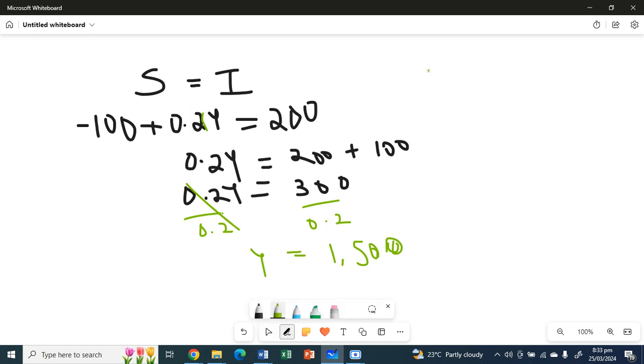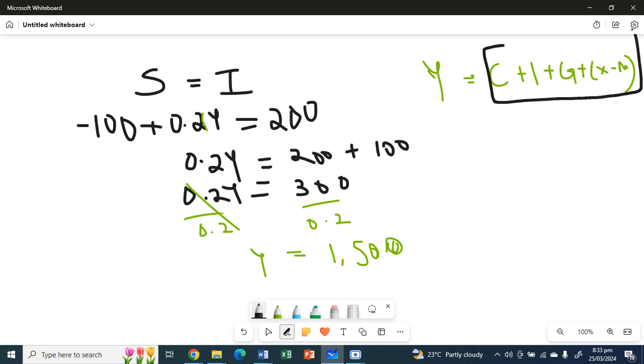The other method you can use is Y equals C plus I plus G plus X minus M. Remember, at equilibrium, the money that is spent is equal to the money that is earned. And if we can remember, this represents aggregate demand, this C plus I plus G plus X minus M. And aggregate demand is also equal to aggregate expenditure.